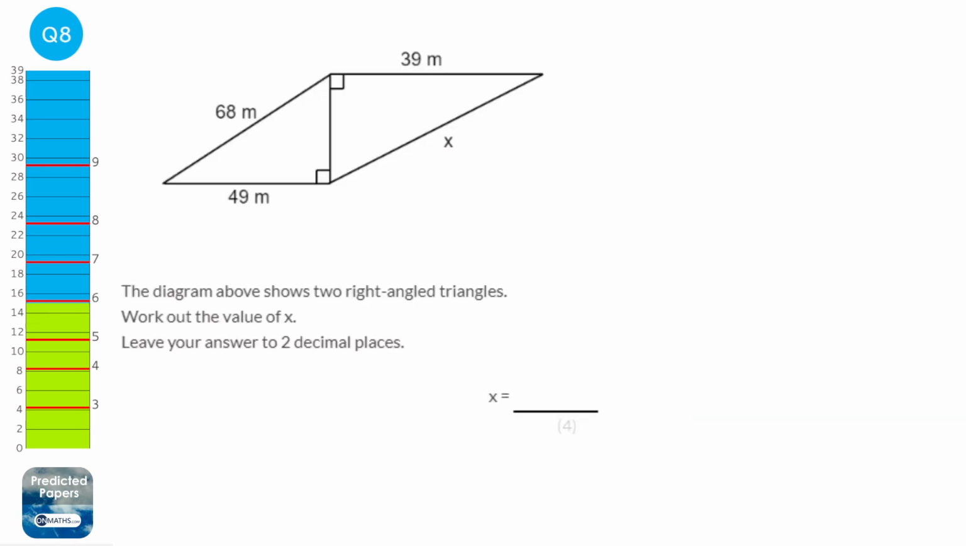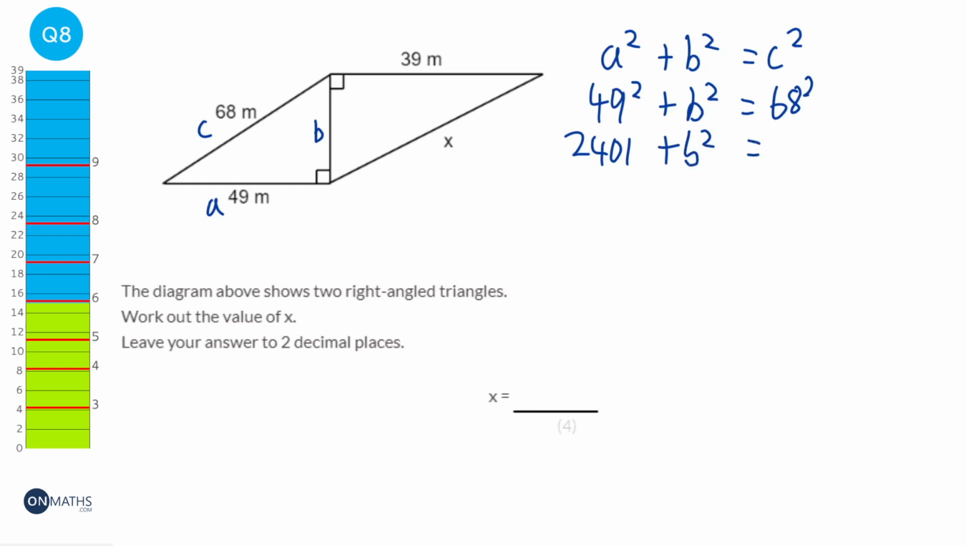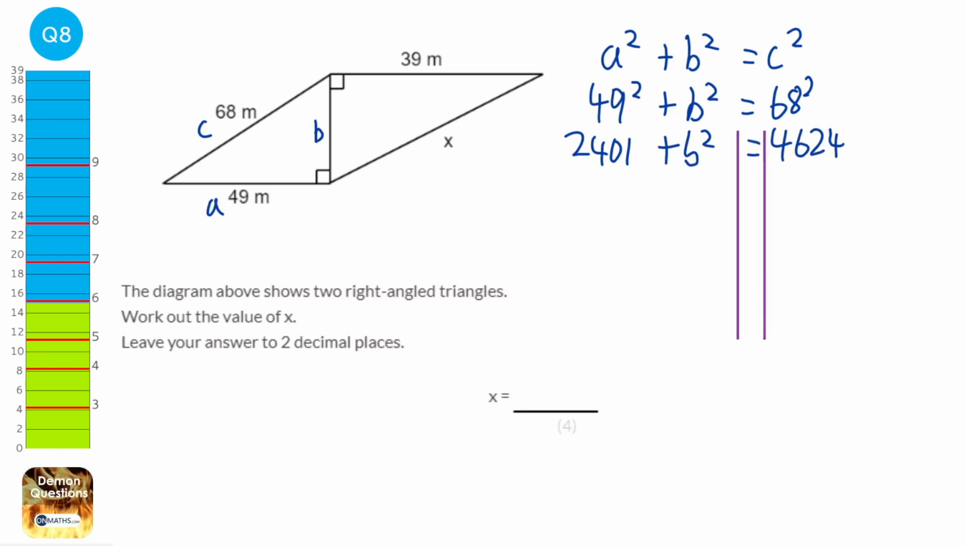We can't work out what x is straight away, but we can find this value here. And we know with Pythagoras we can find a third length if we've got the other two in a right angled triangle. So a squared plus b squared equals c squared. And a and b were labelled. C is always opposite the right angle. So it'd be 49 squared plus b squared equals 68 squared. And 49 squared is 2,401. And 68 squared is 4,624.